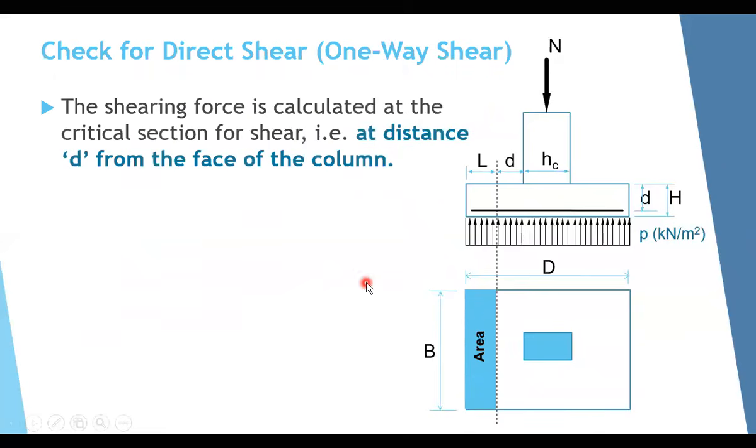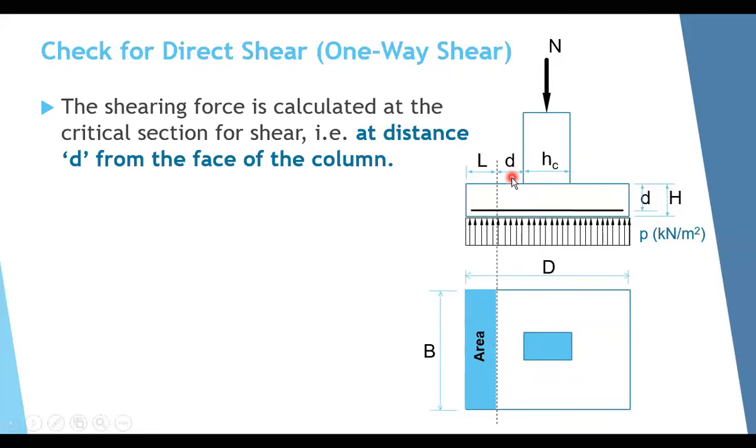The first one is the check for direct shear, or sometimes you call it one-way shear. This one-way shear or direct shear, according to the BS code, is telling us that the critical section for direct shear is at a distance d from the face of the column. So for the moment, the section is exactly at the face, but for checking direct shear or one-way shear, it is at a distance d from the face of the column. If this is the face of the column here, this distance here is equal to d.